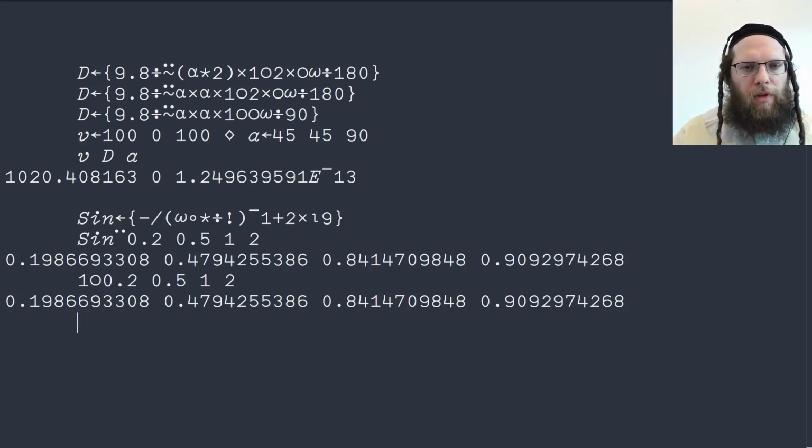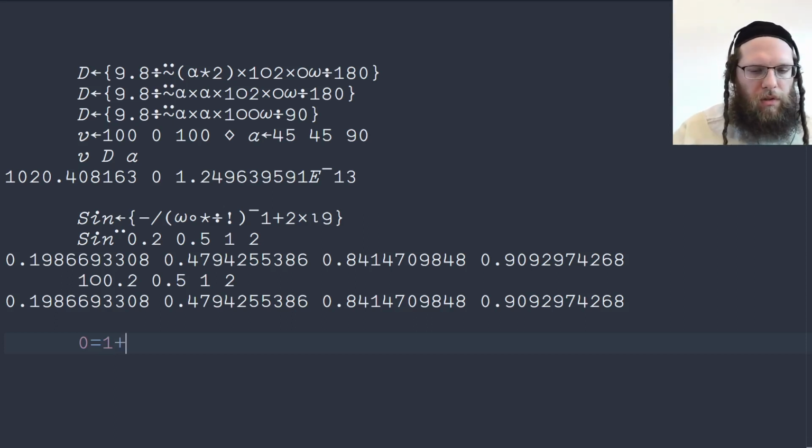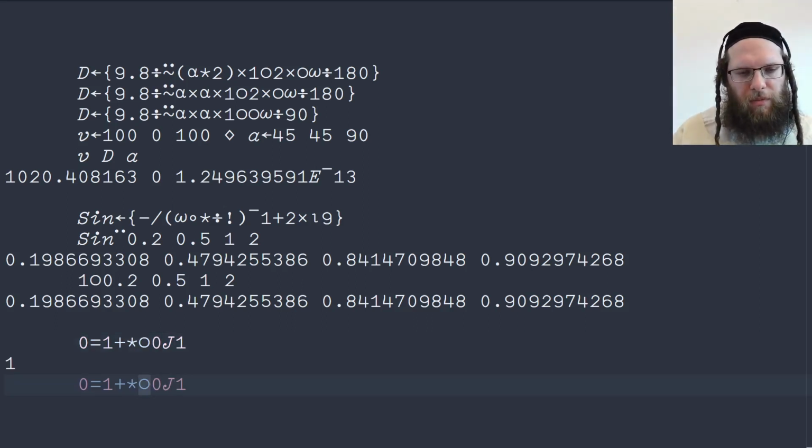Now, as for pi. So for pi, we could start with Euler's identity. That's in the APL, 0 is equal to 1 plus, and then we need e to the power of, that's the exponent, just monadic power, and then pi times the imaginary unit. So this holds, and we need to break out the circle from here, so to say.